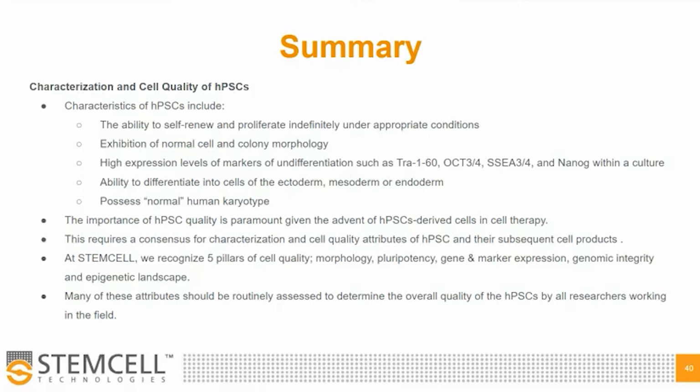The importance of hPSC quality is paramount given the advent of hPSC-derived cells in cell therapy. This requires a consensus for characterization and cell quality attributes of hPSCs and their subsequent cell products. At STEMCELL, we recognize 5 pillars of cell quality: morphology, pluripotency, gene and marker expression, genomic integrity, and epigenetic landscape. Many of these attributes should be routinely assessed to determine the overall quality of the hPSCs by all researchers working in the field.